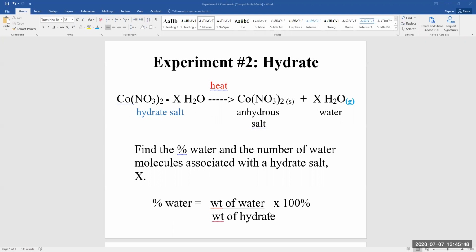So in this experiment, you'll be using the balance a lot. You'll be using a Bunsen burner, okay? You'll be using a crucible, etc. So you'll have some new things to try out.